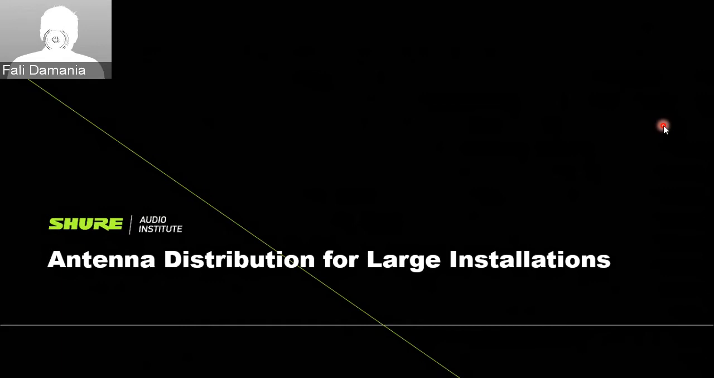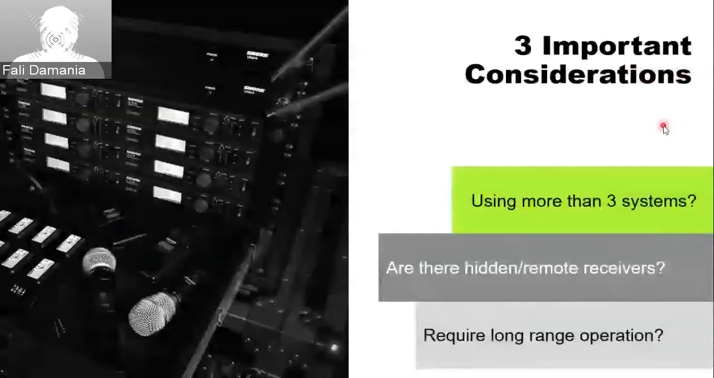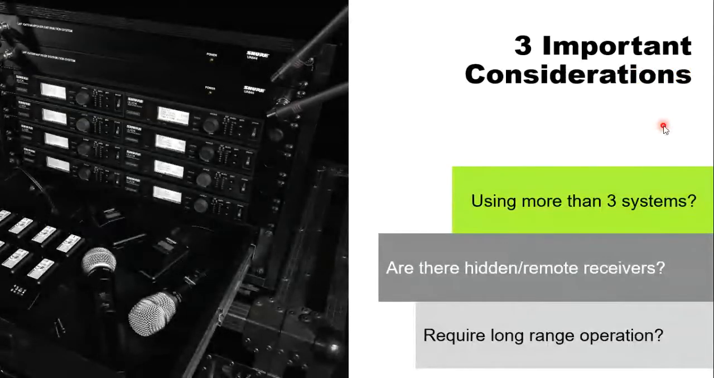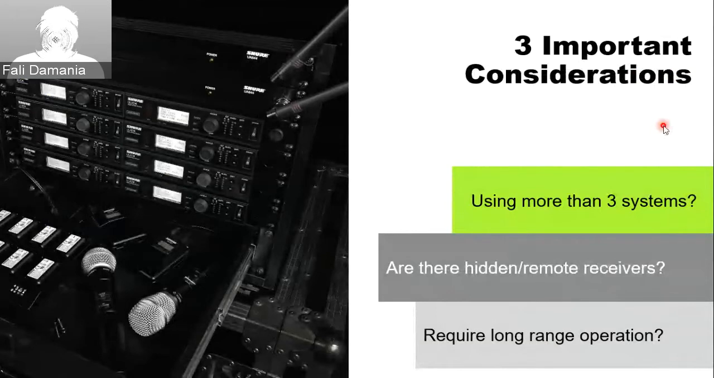Now let's take a look at some antenna distribution for larger installations, and we'll also take a look at some practical examples of this. A couple of important considerations are how many systems are you using? 2 or more, 3 or more, 4 or more, 5 or more. And why this is important is because using 3 or more devices, you do not want to get into a situation where you are running multiple antennas.